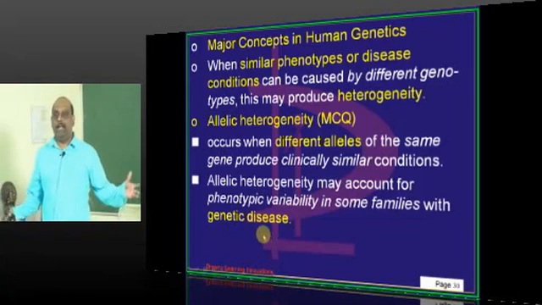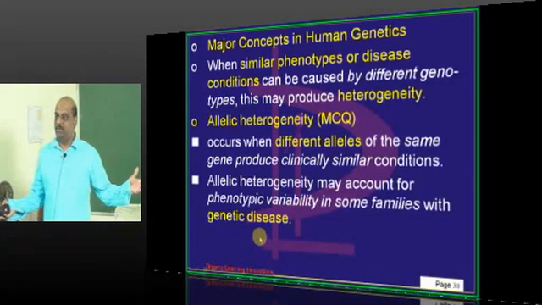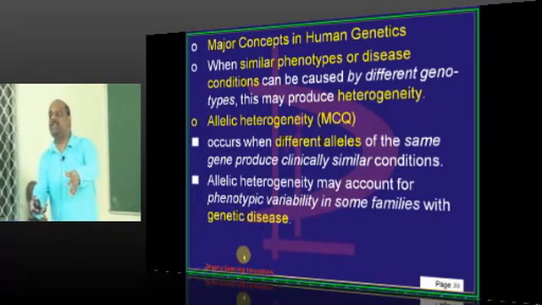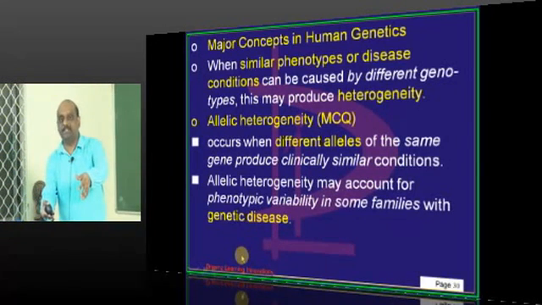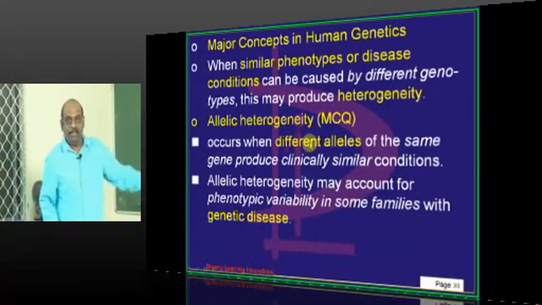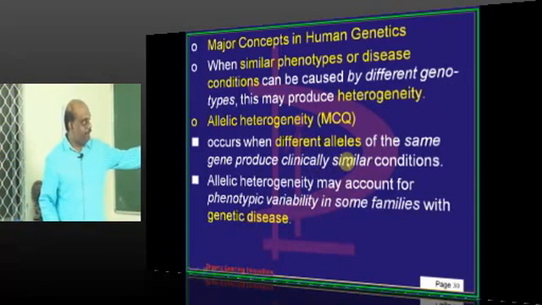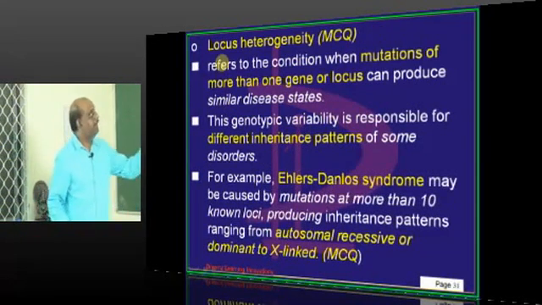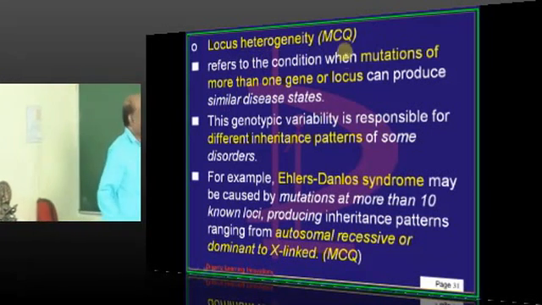Though they have a genetic variability, still all of the members of the family express the similar type of phenotypic expression of the disease, which is explained by the allelic heterogeneity, because different alleles of the same gene produce clinically similar conditions. Then what is meant by locus heterogeneity?